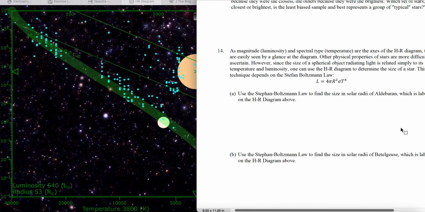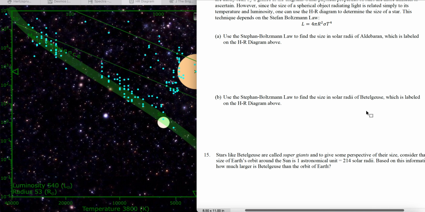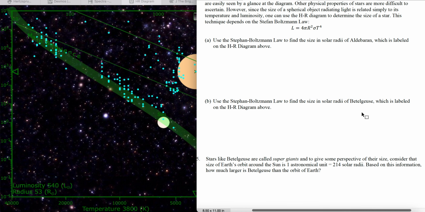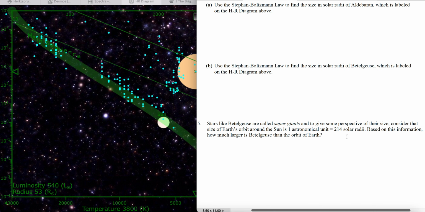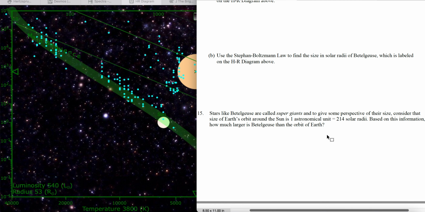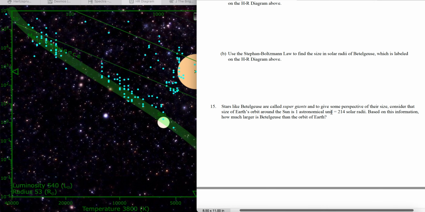Okay, so you're gonna do that twice. You'll do it with Aldebaran, then you're gonna do it with Betelgeuse as well. Both of those you'll probably find are fairly large. In fact, you're going to find out that Betelgeuse is a supergiant, which is pretty cool. It's so big that it has a radius that's 214 times bigger than the radius of our sun. And it's not like our sun is very small, right? At least not compared to planets. But it would be dwarfed by the size of Betelgeuse.